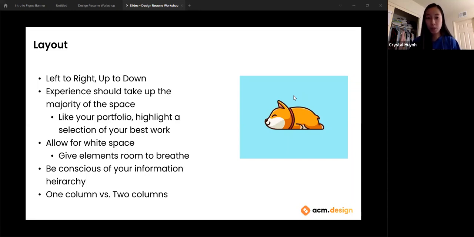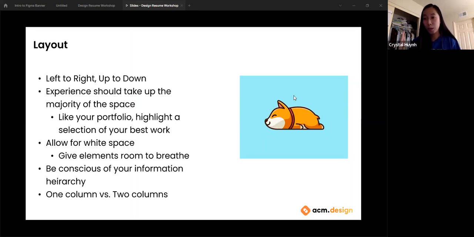This is totally up to you, but experience should probably take up the majority of your space on your resume. This includes, again, work experience and project experience. And like your portfolio, you should highlight a selection of your best work. If you're one of those people who's done a ton of projects and had a lot of internships, totally good for you, go you. But because your resume should only be 1 page, highlight some of your most recent work or your best work, stuff that you're proud of. And that should be the bulk of your resume.